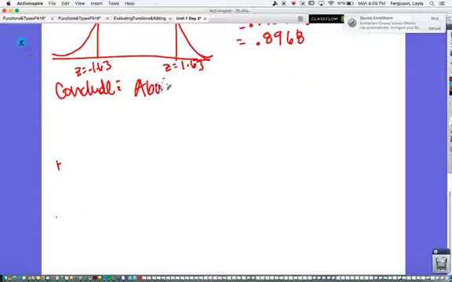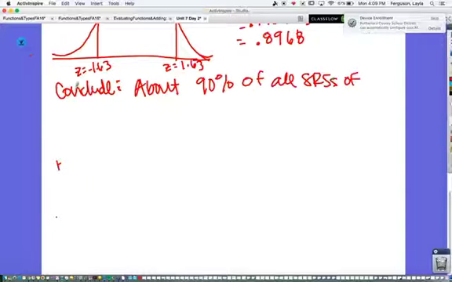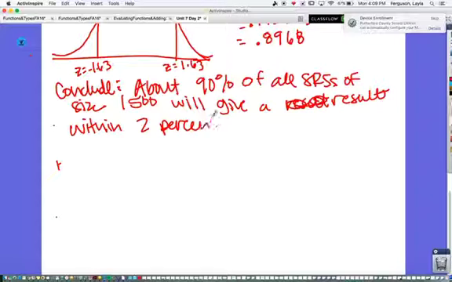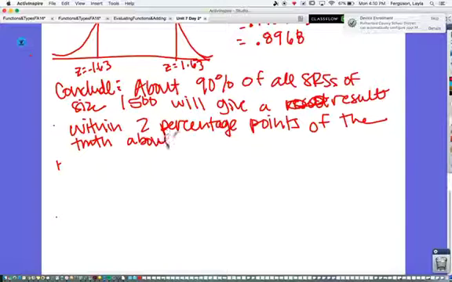Which means that our conclusion would show that about 90% of all simple random samples of size 1,500 will give a result within 2 percentage points of the truth about the population.